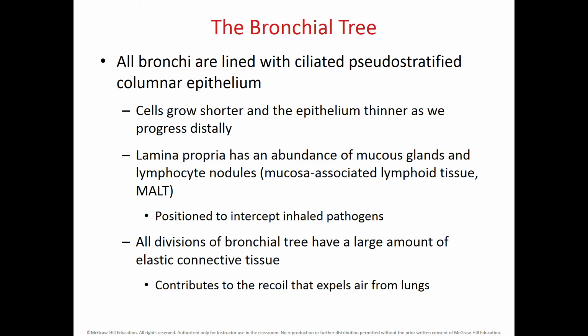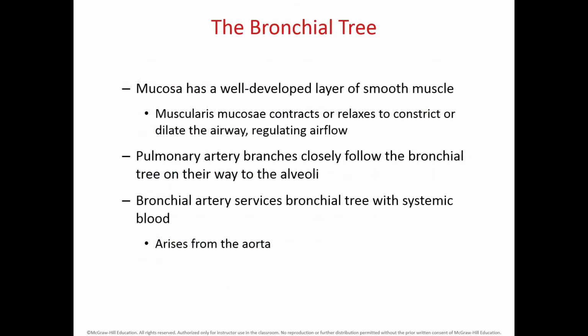Now the bronchi are surrounded by mucous glands and also by lymphoid tissue that we call mucosa associated lymphoid tissue, or MALT. This epithelium is subject to the entry of pathogens, so it has to have this protection with MALT. And all the divisions of the bronchial tree will have a large amount of elastic connective tissue that helps to recoil the lungs during exhalation so you can expel the air from the lungs.